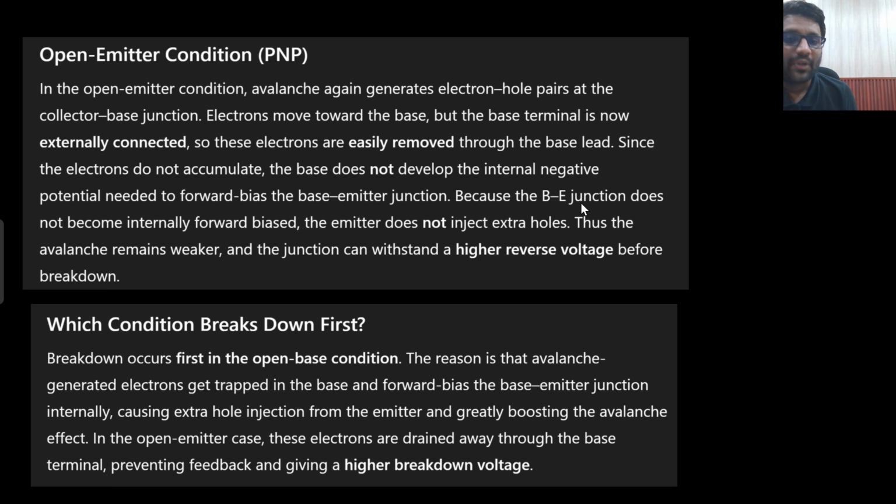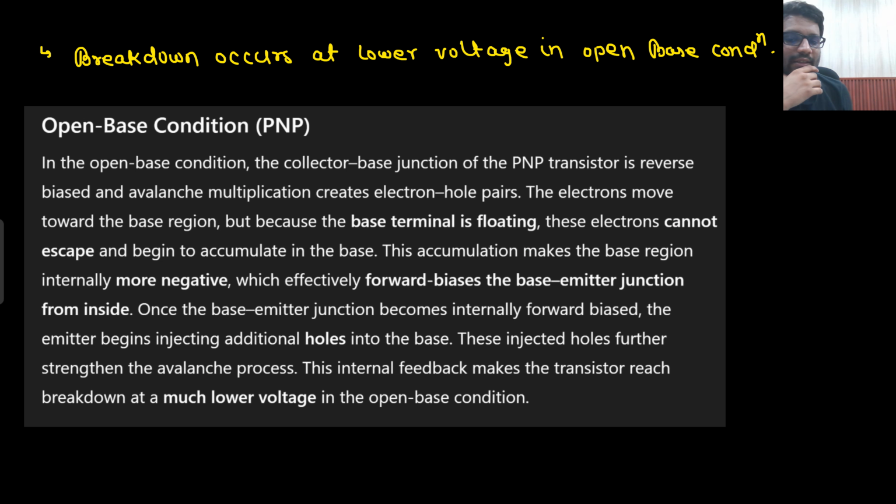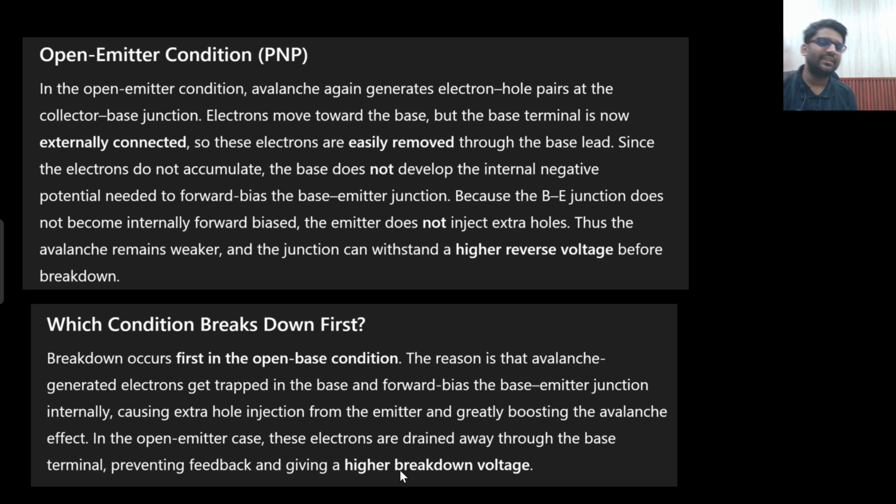Understood? Because the base-emitter junction does not become internally forward biased, the emitter does not inject extra holes. Thus, the avalanche remains weaker and the junction can withstand a higher reverse voltage before the breakdown. So here I need to apply a higher reverse bias voltage to get the breakdown, just because holes are not coming here. This process is not happening. But here this process was happening. Is that clear? In which condition would breakdown occur first?